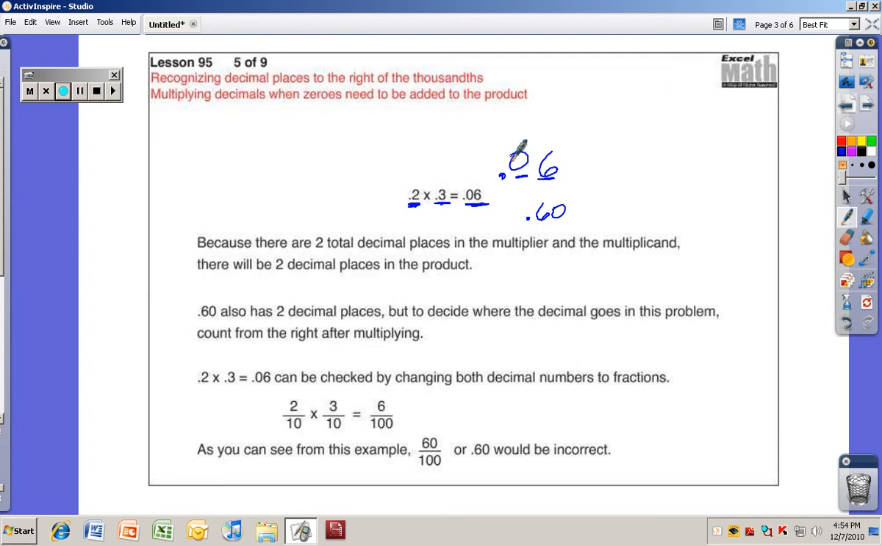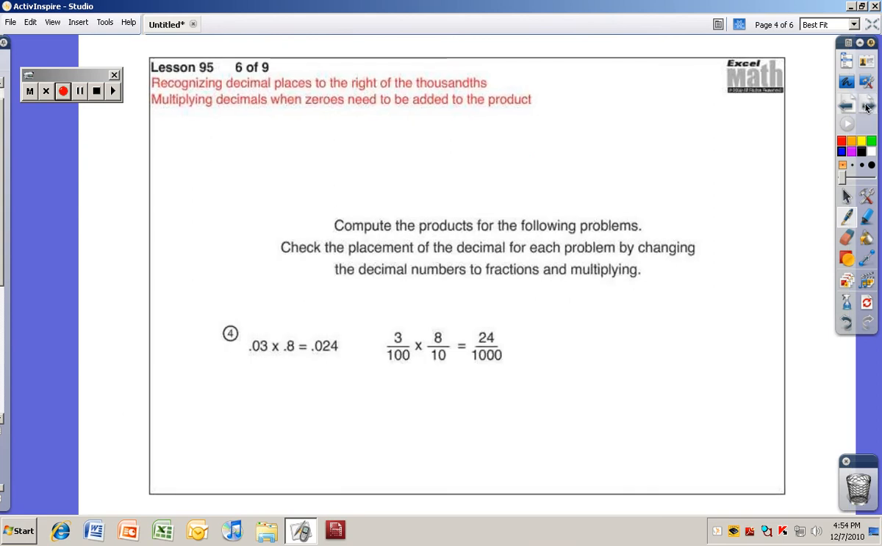So 0.2 times 0.3 is 0.06. It can be checked by changing both decimal numbers to fractions. So this is 2/10, this is 3/10, and you know how to multiply fractions. 2 times 3 is 6, 10 times 10 is 100. So the answer is 6/100, not 60/100. That would be wrong.